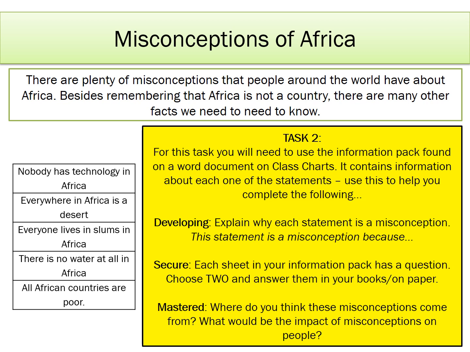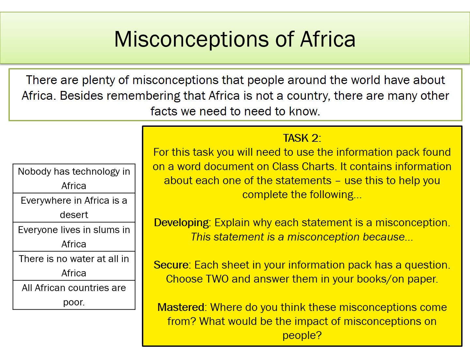For the developing task, can you explain why each statement is a misconception? When you're explaining, we will be looking for the word because. This statement is a misconception because. For the secure activity, can you complete the developing task first, and then if you look at the resource pack, each sheet has a question on it. Can you choose two of these secure questions to answer in your books or on your paper?